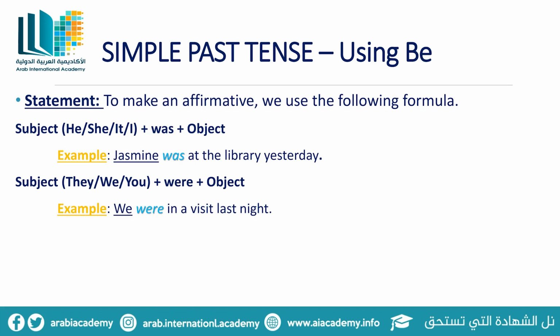Now for the subjects like they, we, or you, we add were instead of are, since we are using the past tense. Then the rest of the sentence. For example, we were in a visit last night. We is the subject. Were is the verb to be in the past tense. Then the object. This action happened in the past since we have last night.